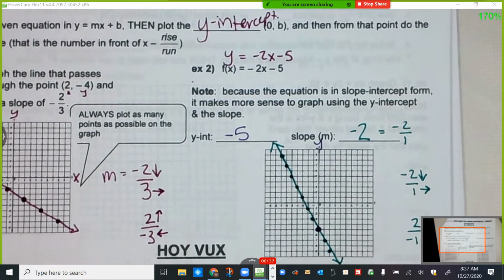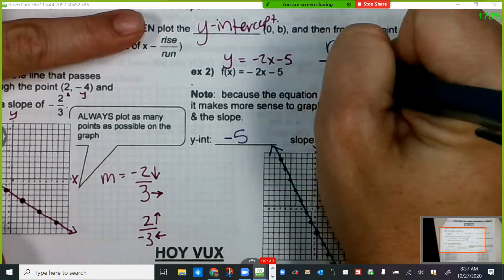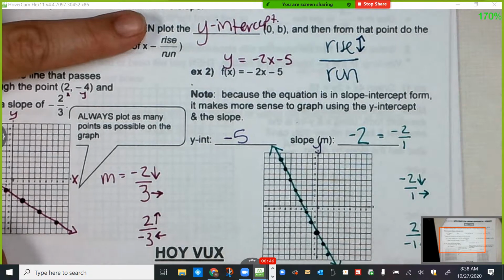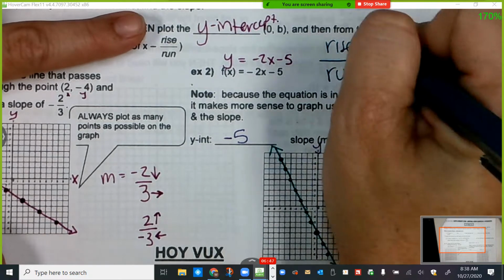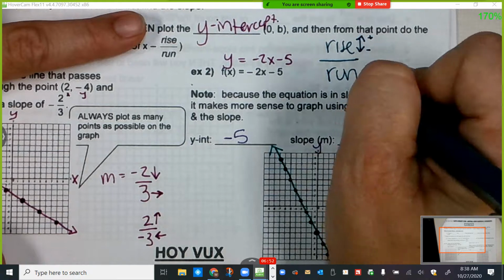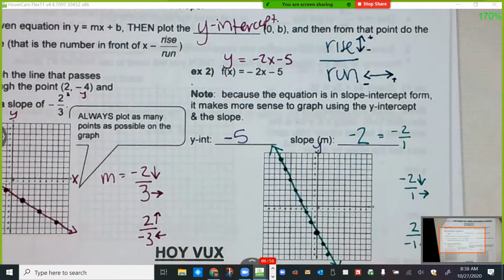Well first off, I want you to know that rise over run is your slope. And the top, I know it says rise, but it can go up or down. Up if positive, down if negative. And run is side to side, and it also can go left or right. Right is positive, left is negative. So that's just something good to remember.